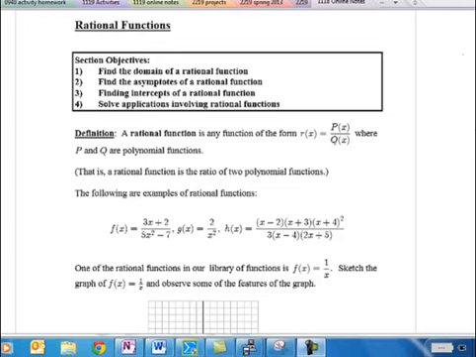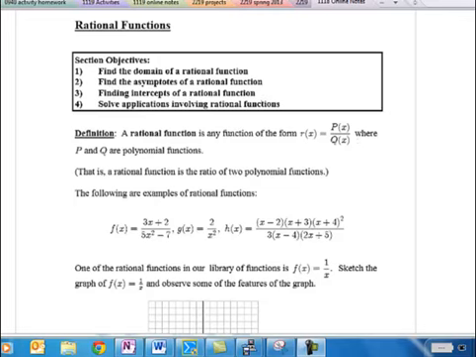Now we're going to turn our attention to what are called rational functions. Rational functions are just the ratios of polynomial functions, so it makes sense to talk about them since we just talked about polynomial functions. We'll be looking for the same information about a rational function as we do about really any function. What are its domain and range?